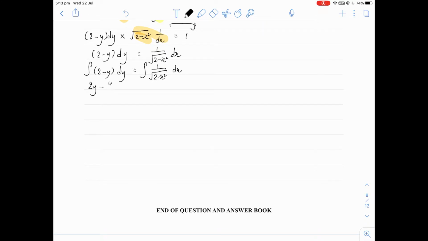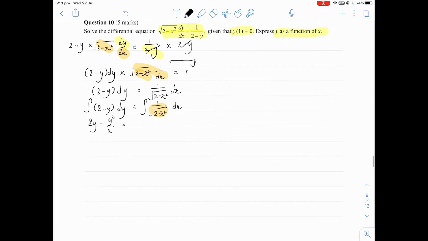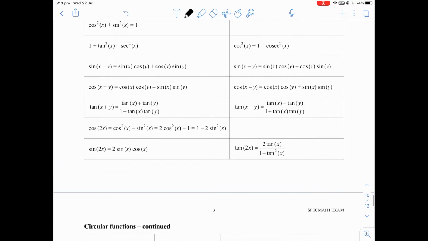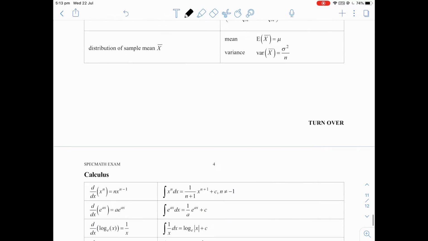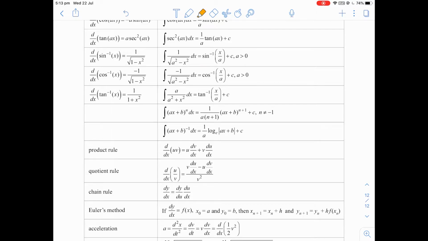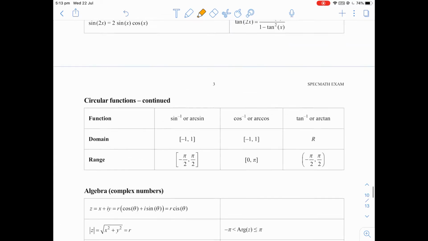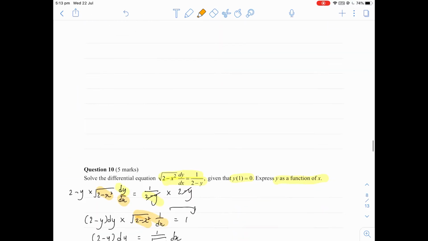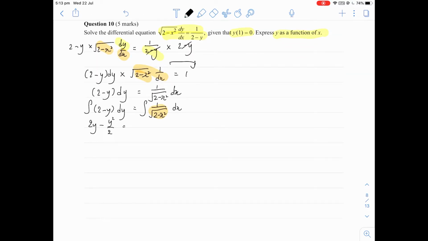So this will be 2y minus y squared over 2. And then over here, for this one, we can refer to our formula sheet, and then we can use this equation. So I'll write that up there for us. So the integration goes like this. If I have 1 over the square root of a squared minus x squared dx, then I will get sine inverse of x over a plus c, given that a is greater than 0.